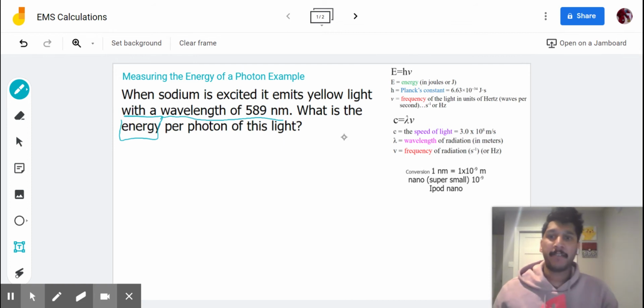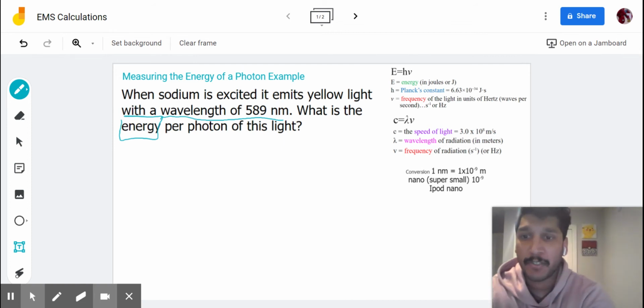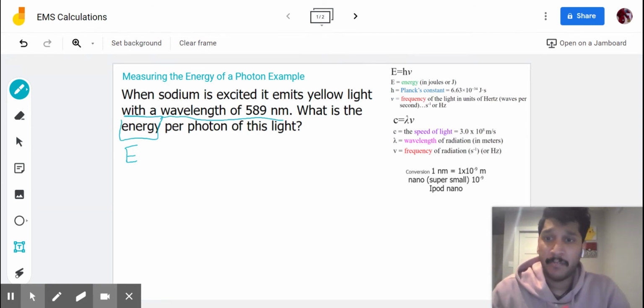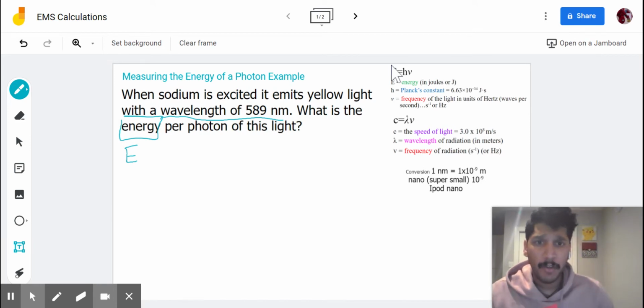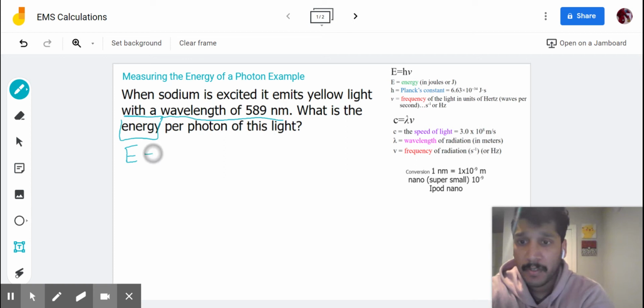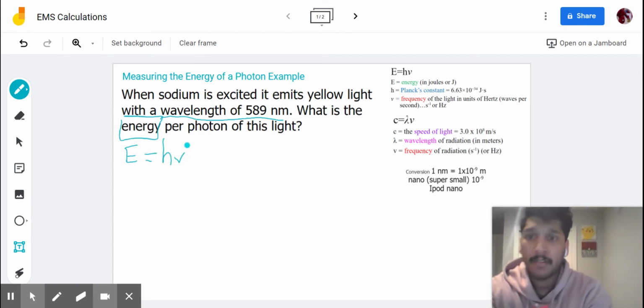All right, so right away, I boxed the energy because that's what we're looking for. So we're going to be looking for what the energy is for this photon, which is just a packet of light. So we have equation number one, which gives us E equals hν. E is the energy, h is Planck's constant, and ν is going to be our frequency.